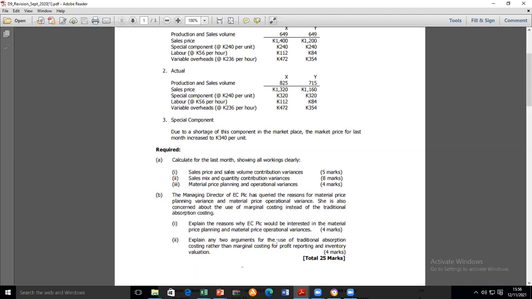Explain two arguments for the use of traditional absorption cost as opposed to marginal costing for profit reporting and inventory evaluation. Now you're experts. When you come to inventory evaluation, we use absorption costing. Why? Why should you use absorption costing? It's consistent with the accruals concept. Okay. Absorption costing is consistent with the accruals concept.